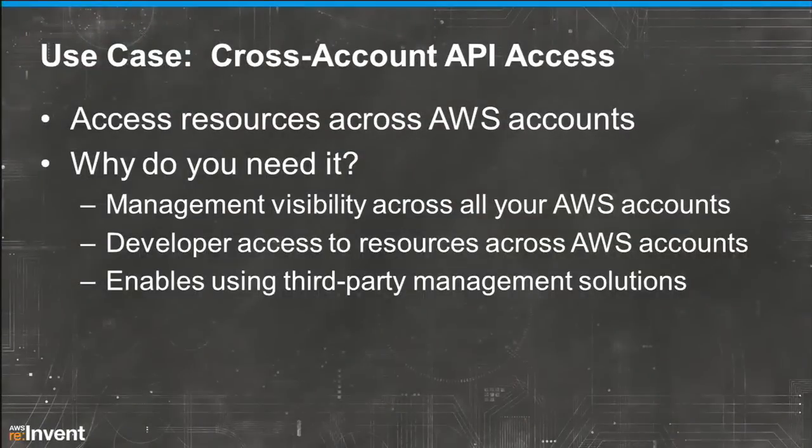The next use case that I want to go through is cross-account API access. What this allows you to do is grant access to resources across AWS accounts. A lot of people don't realize this, but many of our customers have multiple AWS accounts, and they have this for many different reasons. For example, in the most basic case, people will create accounts for, here's my test environment, here's my development environment, here's my production environment. And then inevitably, you have somebody who has to have visibility across all of them.